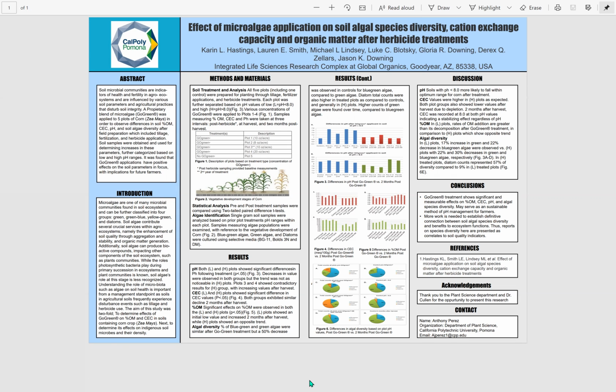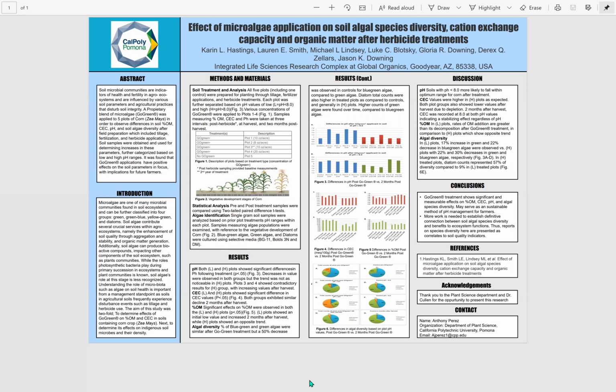Thus, the researchers of this study sought to establish a correlation between artificially increasing microalgae populations in the soil with effects on soil parameters such as percent organic matter and cation exchange capacity across soils of both low and high pH values. The second objective of this study was to track changes in algal species diversity by comparing plots separated into three categories: the control, plots with high pH, and plots with a low pH.